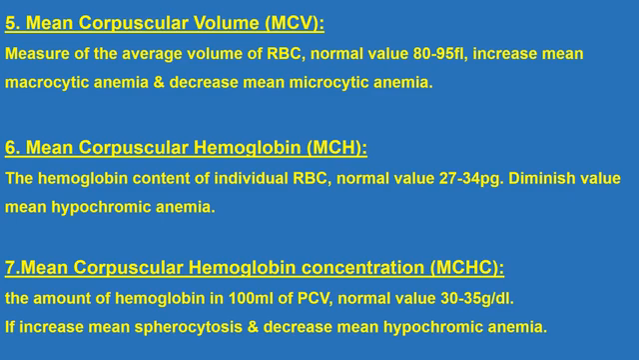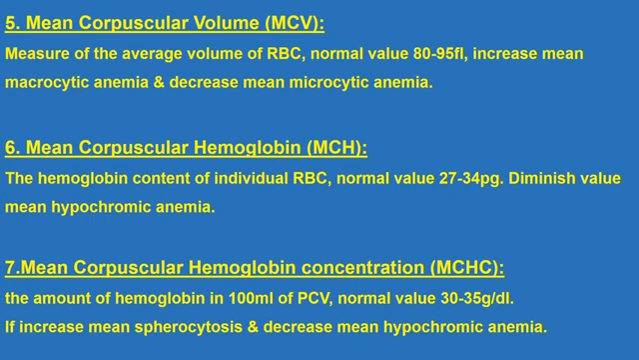6. Mean corpuscular hemoglobin, MCH, the hemoglobin content of individual RBC. That means the weight of hemoglobin in each individual red blood cell. Its normal value is 27 to 34 picogram. The picogram equals 1 times 10 to the power of minus 12 gram. Decreased value of MCH means hypochromic anemia.